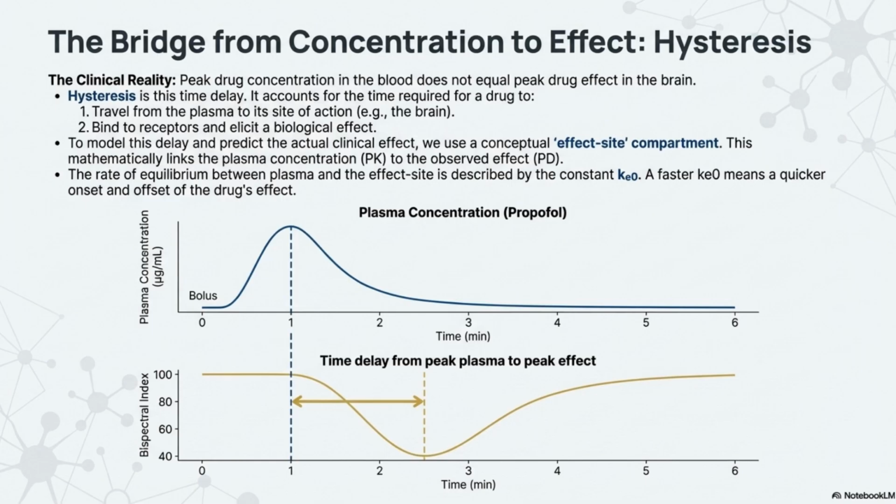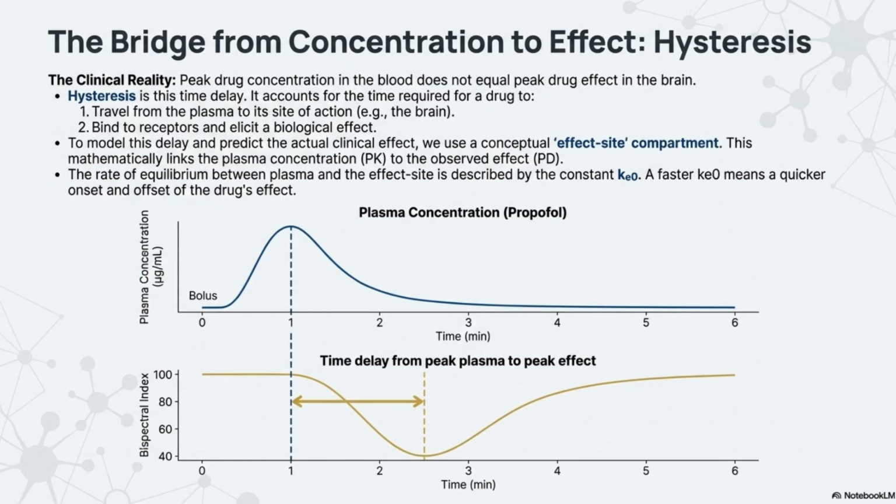Which brings us to a final crucial disconnect, hysteresis. We know the drug is in the plasma in V1, but we don't see the effect in the patient immediately. There's a lag. Hysteresis describes that time lag between the peak plasma concentration and the actual peak drug effect, which you might measure with a brain monitor. So because of that lag, a single plasma concentration could correspond to two different effects.